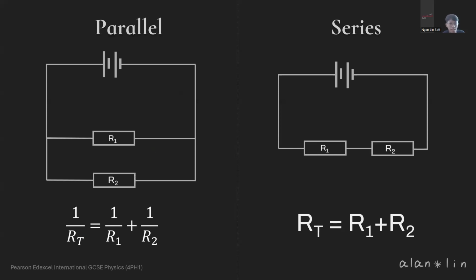However, in a parallel circuit, the total resistance of the circuit is not as simple. So if we want to find it, the reciprocal of the total resistance is going to be equal to the reciprocal of each individual component added together. Now, what is the implication? And by the way, you do not need to know this formula for your Edexcel International GCSE Physics. You do not need to make calculations with it.